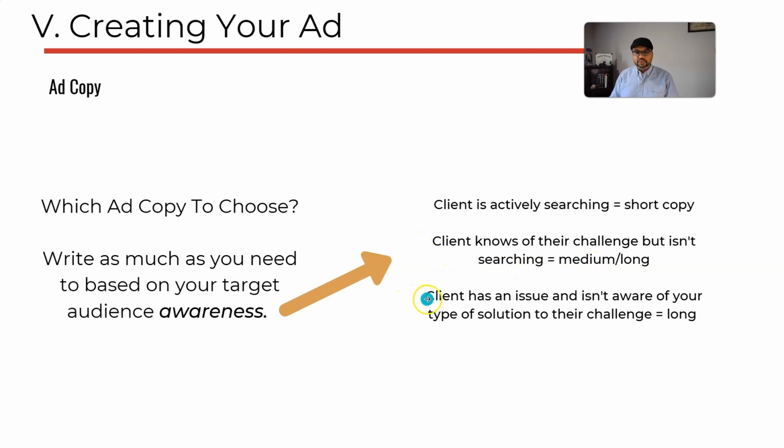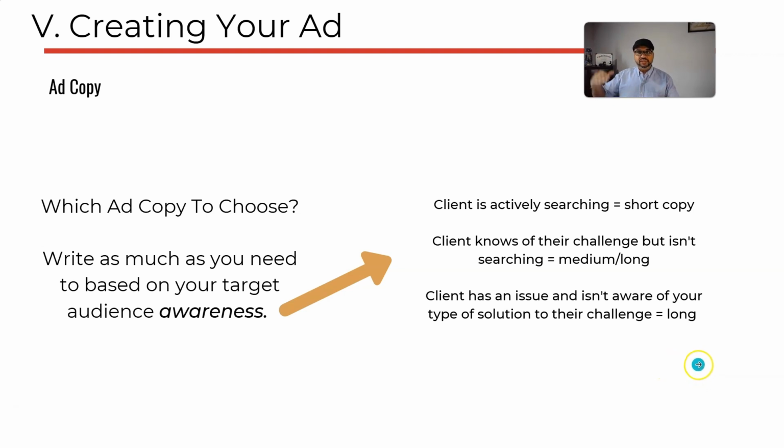Or, for example, a client has an issue and isn't aware of your type of solution to the challenge. You want to do long copy because you want to get them to become aware, and then you give them the offer, so they can gain the level of awareness you need them to be at, so that they can actually say yes to your offer. Okay, hope that's clear.